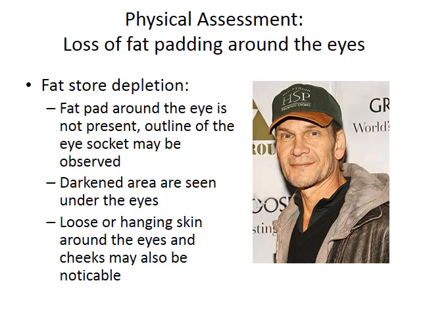As patients lose the fat pad around the eyes, the outline of the eyeball and the eye socket is more pronounced. Additionally, darkened areas can be seen under the eye. The skin around the eye may also have a loose or hanging appearance, and the cheekbones may be more noticeable. In this example of Patrick Swayze after cancer, you can see a depletion in the eye fat pad with a more pronounced eye socket and cheekbone.